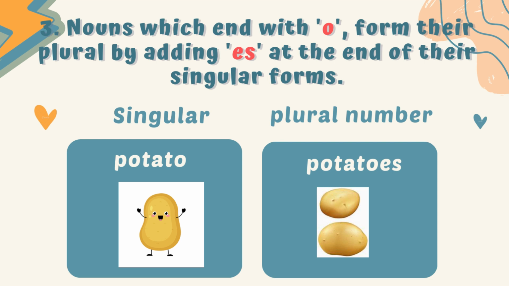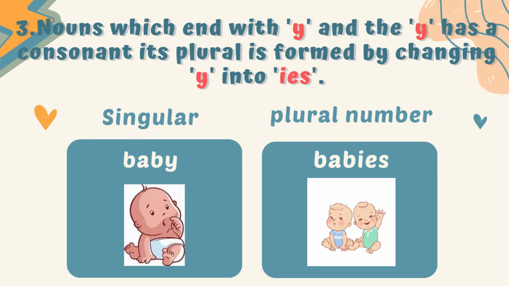3. Nouns which end with o form their plural by adding s at the end of their singular forms. Potato, potatoes. 1. Nouns which end with y and the y has a consonant, its plural is formed by changing y into es. Baby, babies.